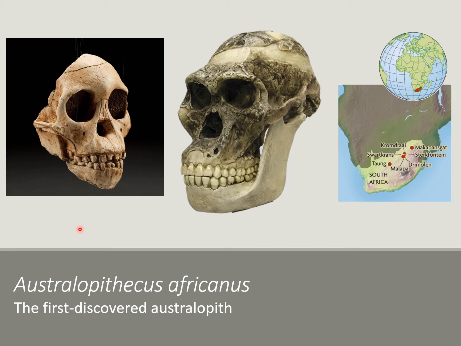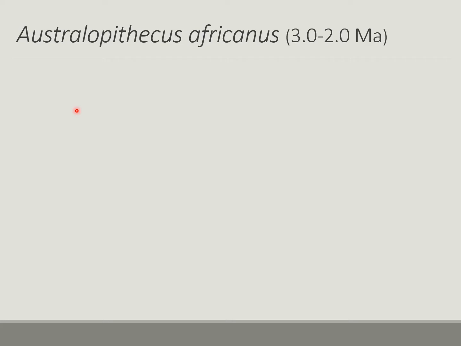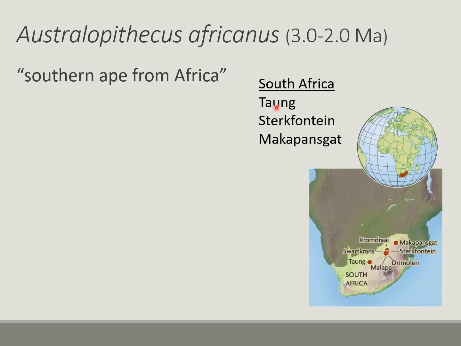And these are probably the two most famous specimens in the species, the Taung child and Mrs. Ples. So we'll be talking about these two. Okay, Australopithecus africanus as a species existed from 3 million to 2 million years ago. Right, and as I mentioned before, its name literally translates to southern ape from Africa. So the most famous sites in South Africa where africanus is found is Taung, Sterkfontein, and Makapansgat. As you can see, all within the country of South Africa.